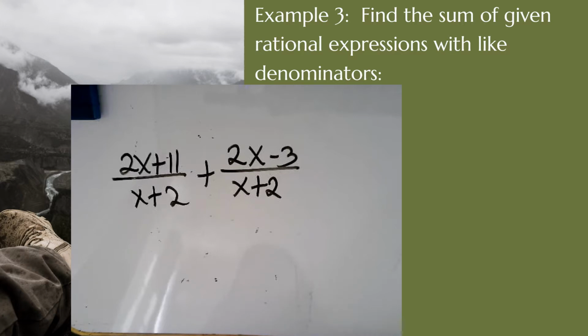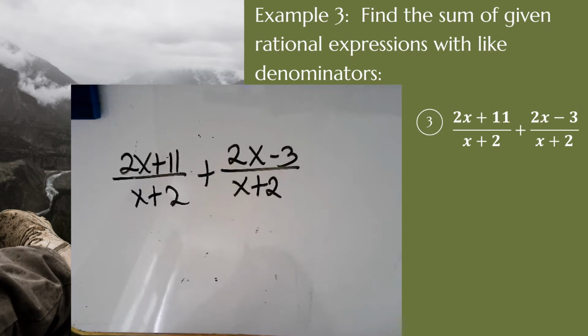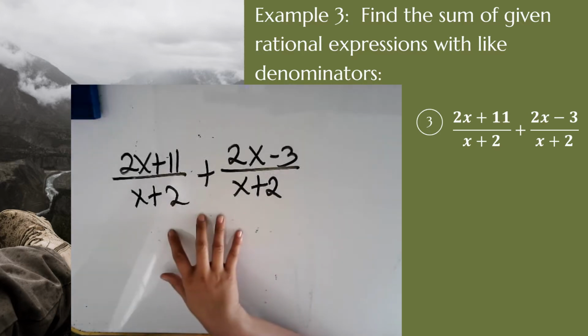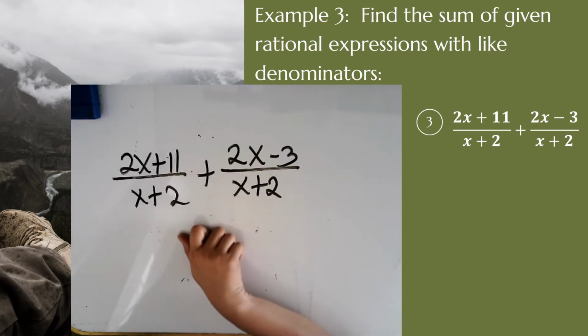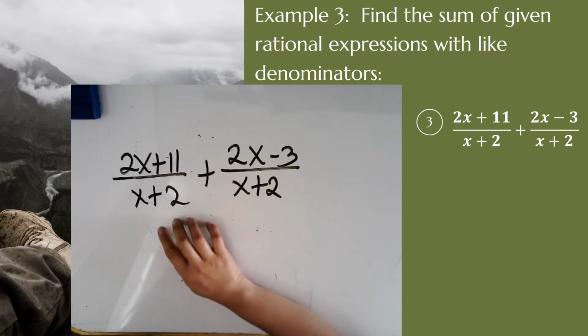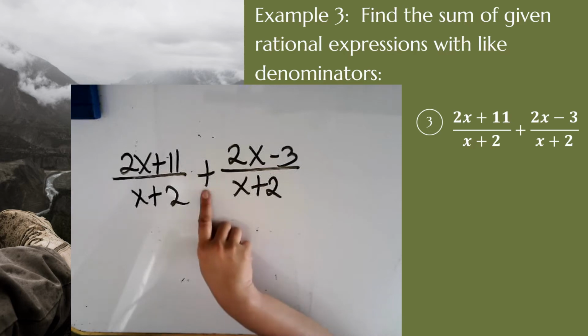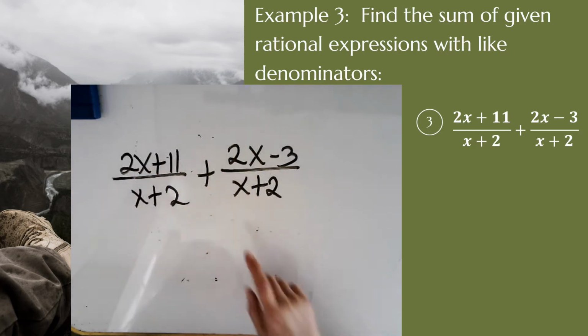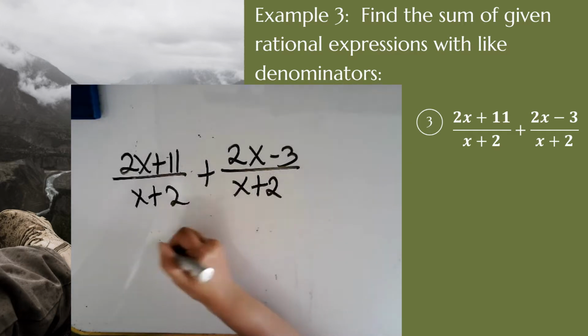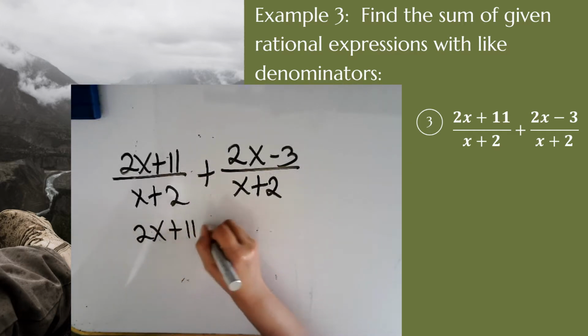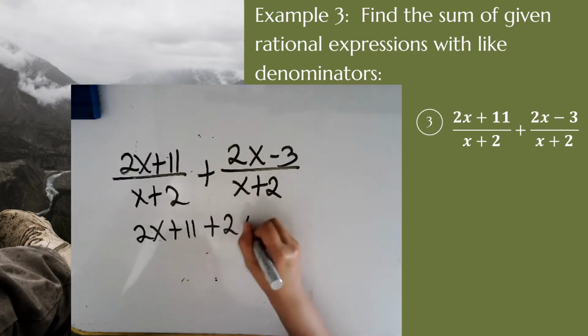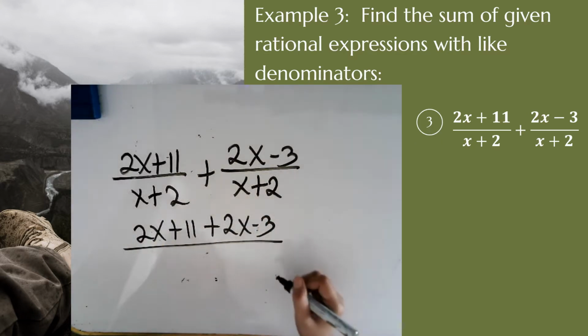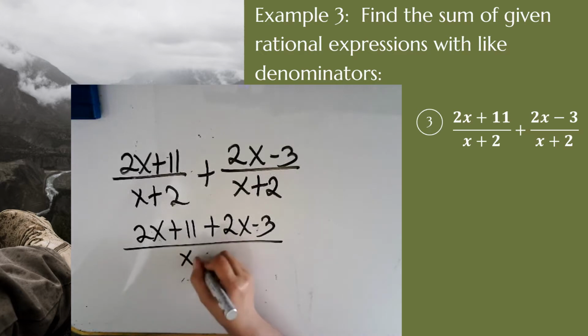Example number 3, find the sum of given rational expressions with like denominators. 2x plus 11 over x plus 2 plus 2x minus 3 over x plus 2. So in this case, when we are adding or subtracting rational expressions with the same denominator, we will just simply add or subtract the numerators and then copy the common denominator. So, we'll have 2x plus 11 plus 2x minus 3 over the common denominator, which is x plus 2.